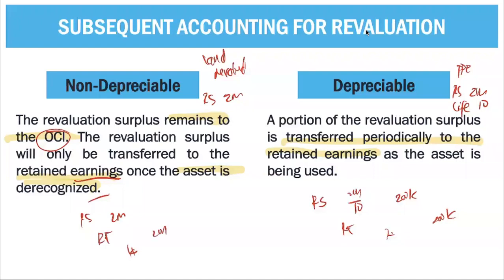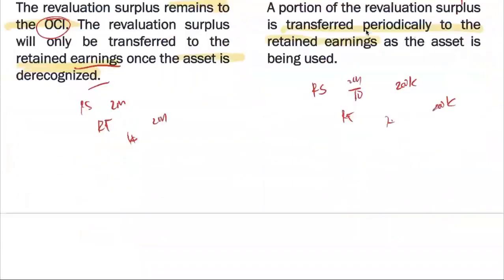Okay? So subsequent accounting for revaluation: if depreciable, we will depreciate the revaluation surplus over the life. Non-depreciable, we will transfer it only if it is already sold. And that's the end of our subsequent measurement, revaluation model, and cost model. We talked about your depreciation, your impairment, including revaluation of non-current assets.